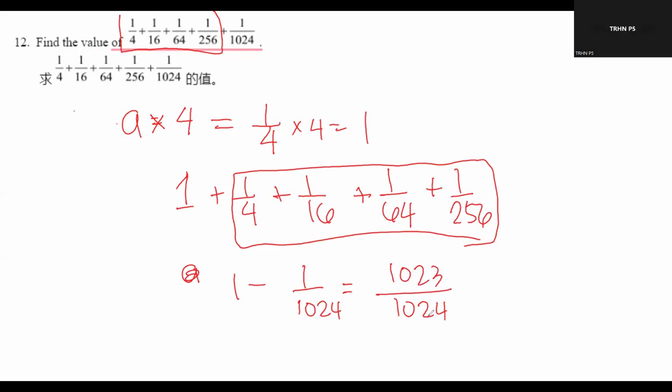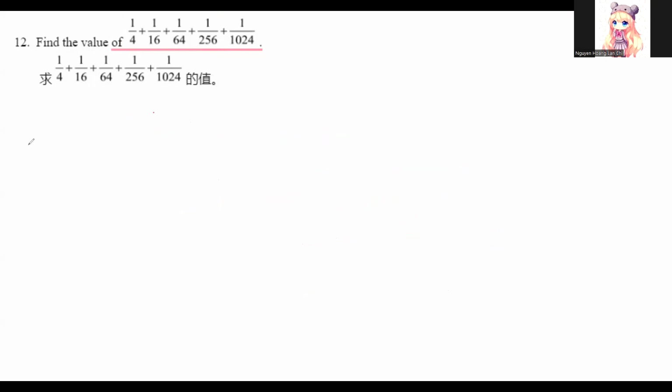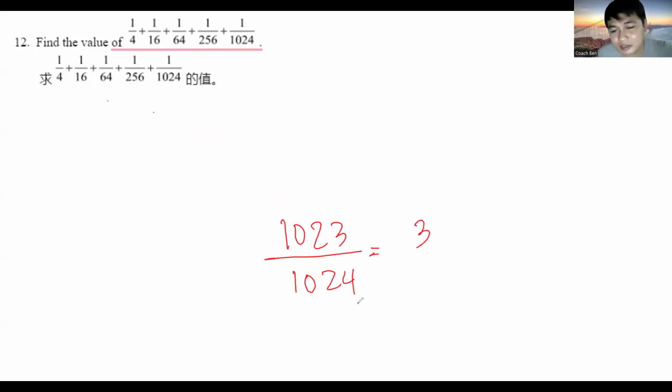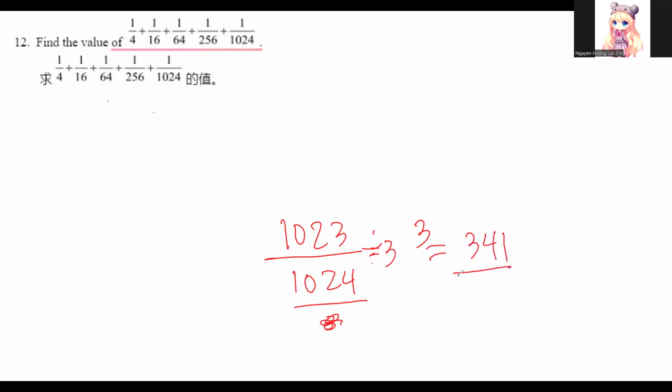Okay, let's double check now. I think we have to do, can you write for me 1023 over 1024 divided by 3. Okay, correct. So this is, yeah, that's my answer. 341 over 1024. Okay, so very good. That's a very nice solution.